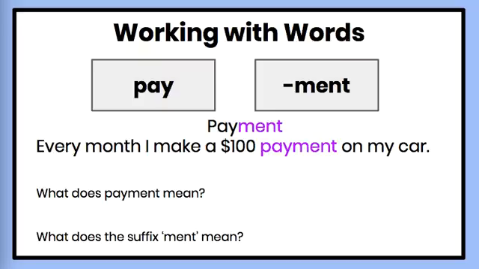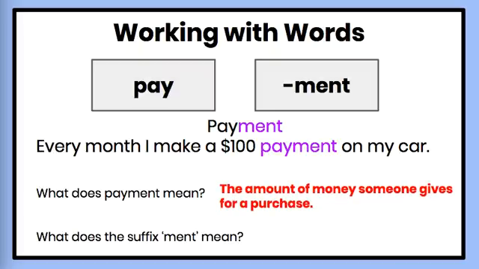Pay, ment, payment. Every month, I make a $100 payment on my car. So think, what does the word payment mean? The amount of money someone gives for a purchase. That's great. So then the suffix ment, what does that mean? It means that something is being done. Pay is our base word, and when you pay for something, you are giving money.